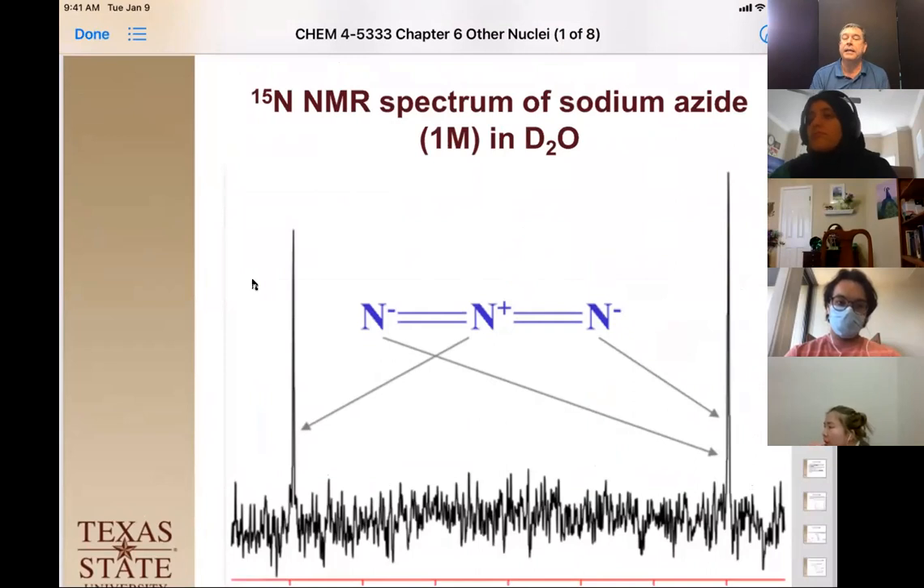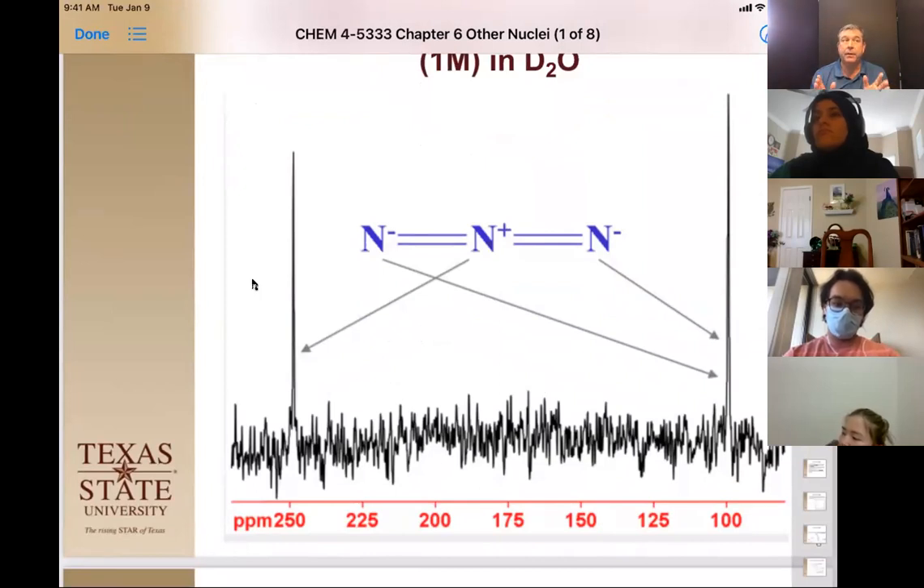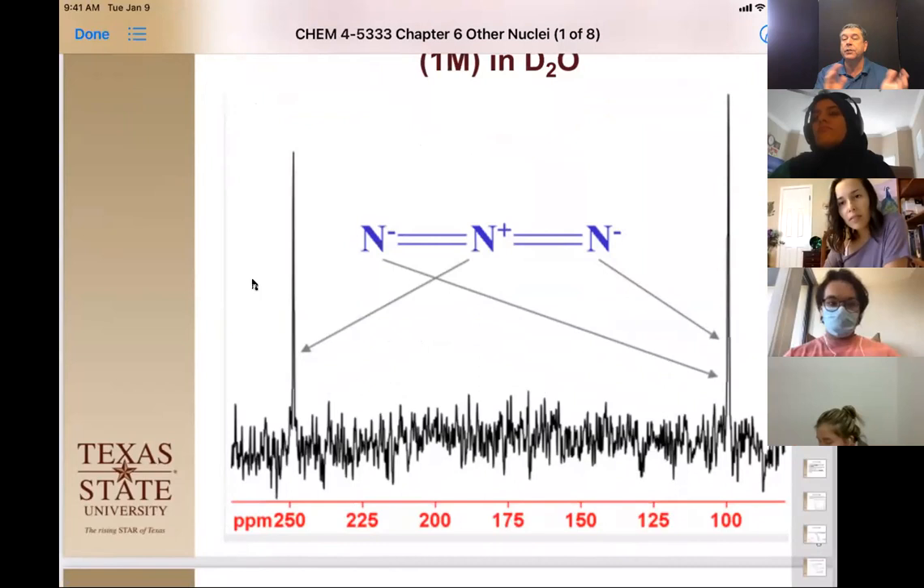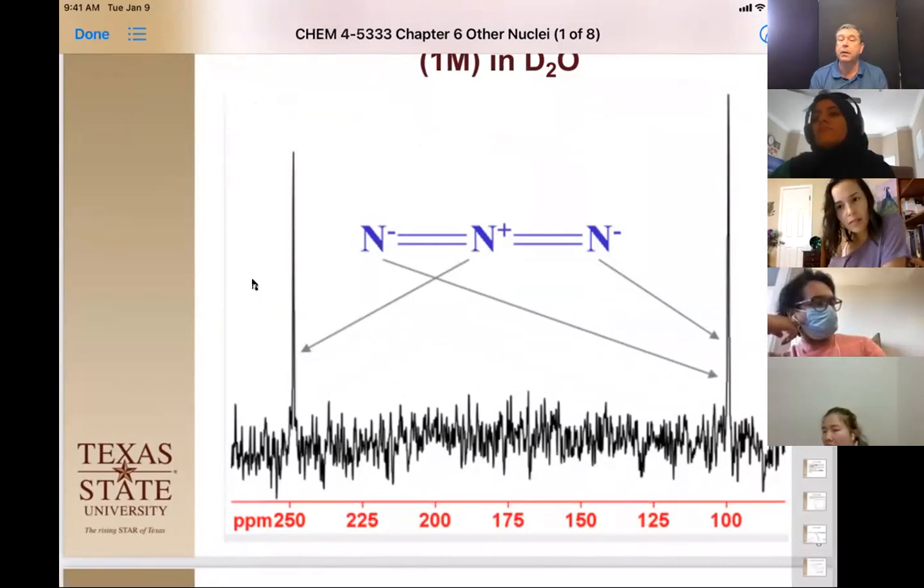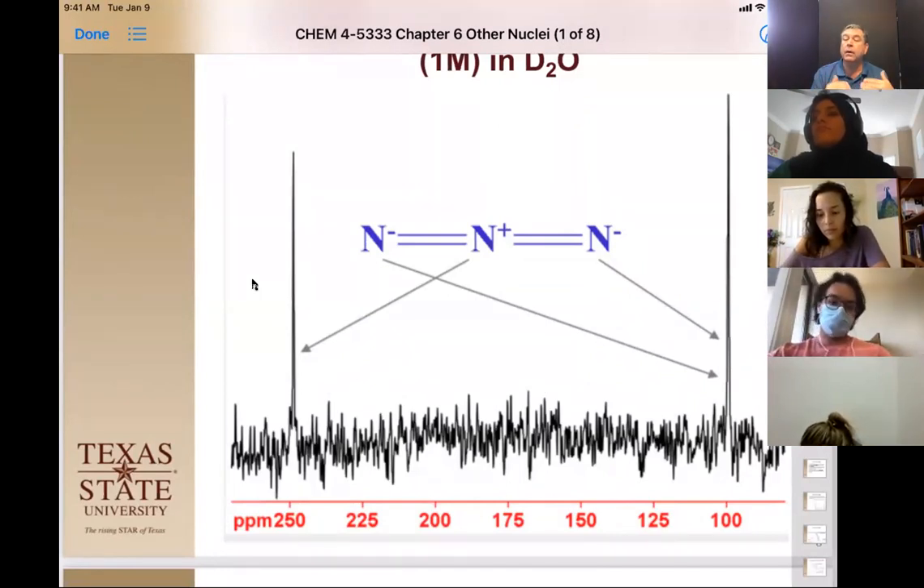But when we analyze the azide ion by NMR, we actually only see two types of nitrogen, which means those two negatively charged nitrogens are chemically equivalent. So this actually becomes really important when you have heteroaromatic rings. You can see if nitrogens on two sides of your ring are chemically equivalent or not by looking at their shifts in your nitrogen NMR. Now notice the noisy baseline again, because of our low natural abundance of 0.4%.